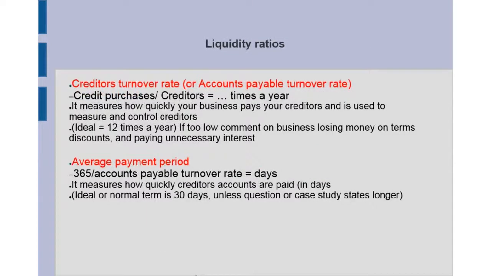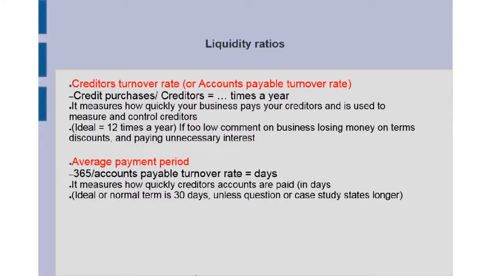Right, the last two liquidity ratios will then have to do with the current liabilities, and that is how soon we pay our own creditors: creditors turnover rate or accounts payable turnover rate. And the formula here is the credit purchases divided by the outstanding creditors, and this will then give us how many times a year. So this is similar to what we've done with the debtors. Your comment then, it measures how quickly your business pays your creditors, and it's used to measure and control your creditors. Ideal situation then 12 times a year.